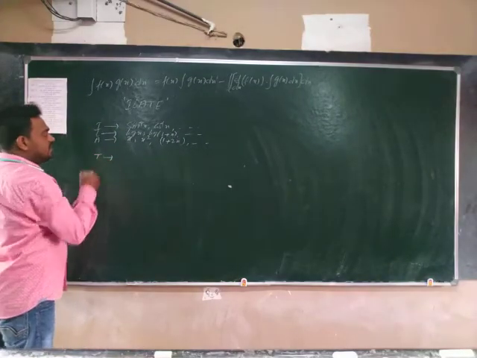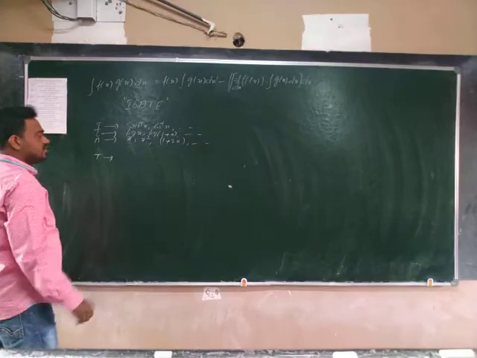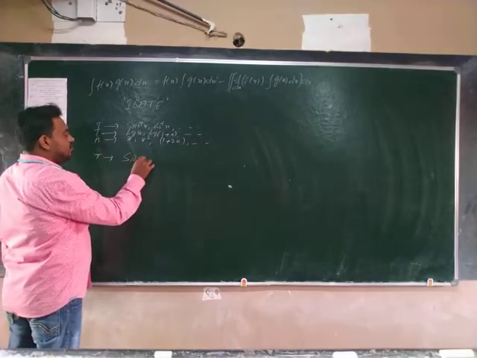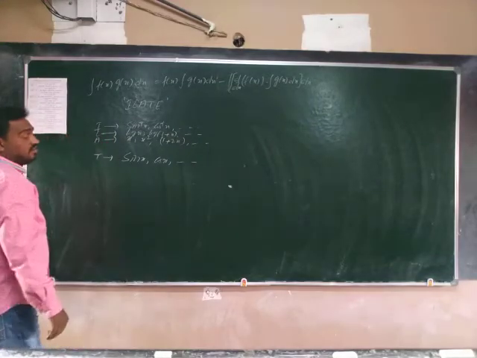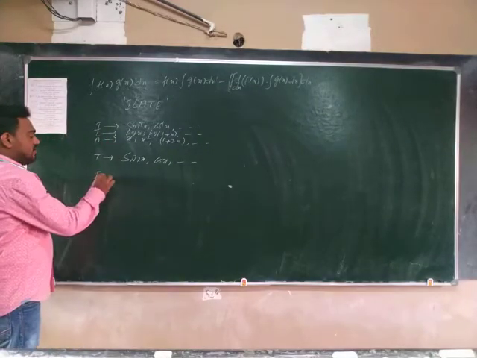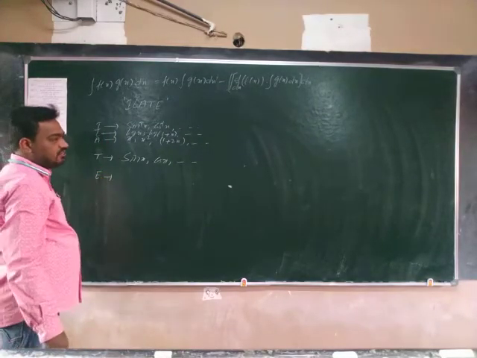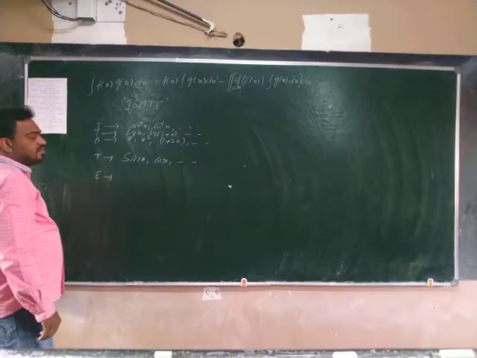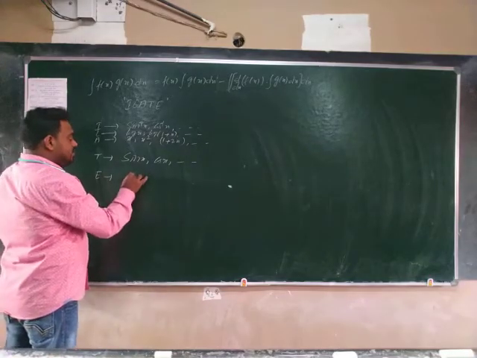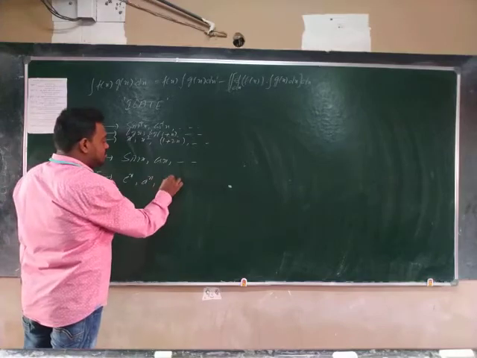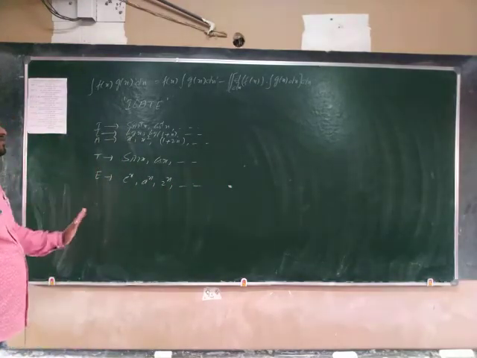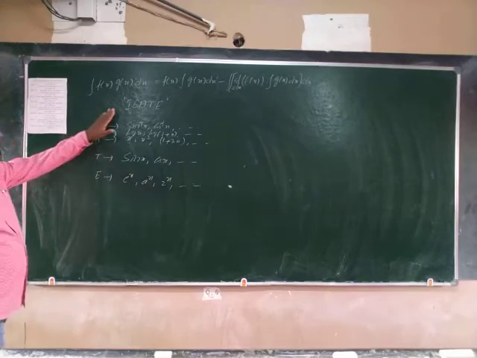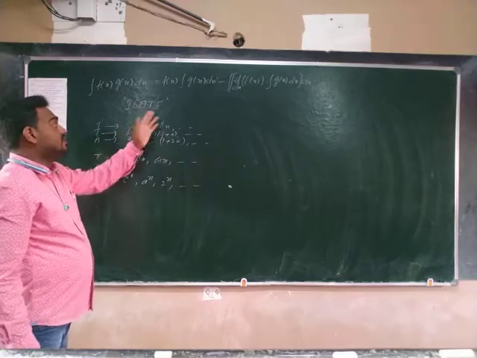Next, T denotes the trigonometric functions. Trigonometric functions will be well known: sin x, cos x, tan x, and so on. These are the 6 trigonometric functions we know. Next, E for exponential functions. Example: e power of x, a power of x, 2 power of x, and so on. So in this order, we are selecting the first and second functions.